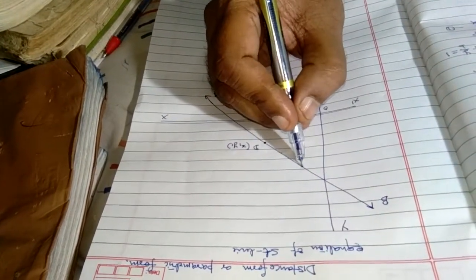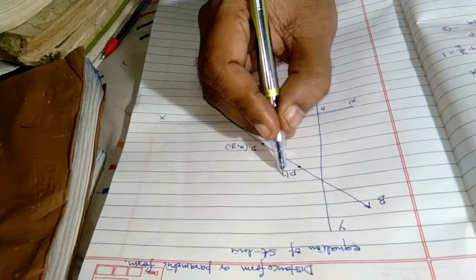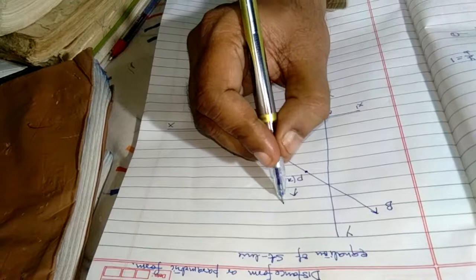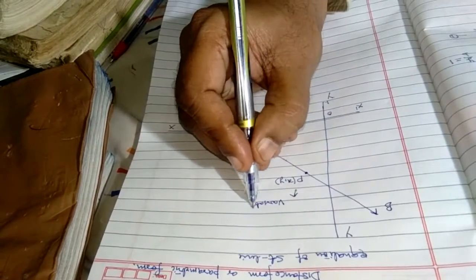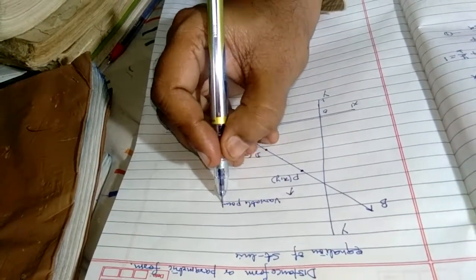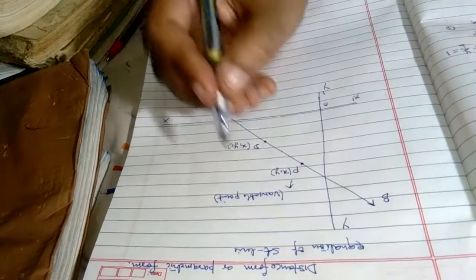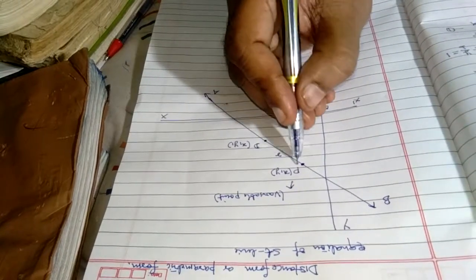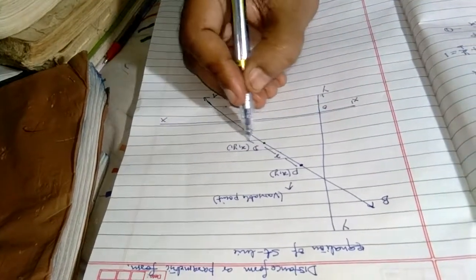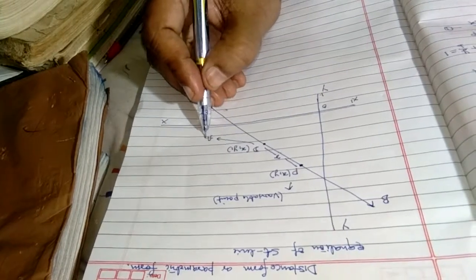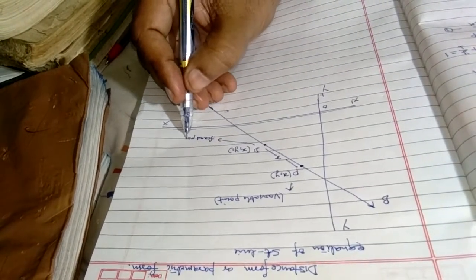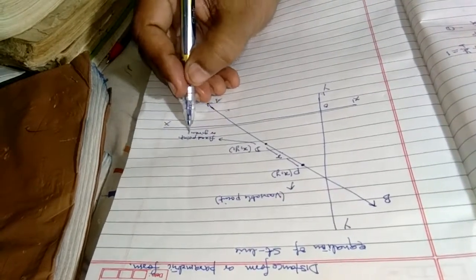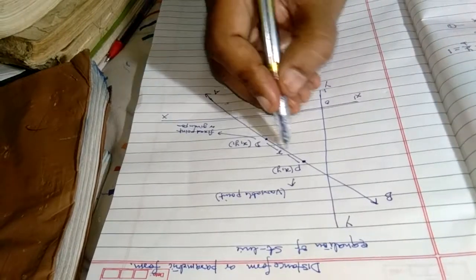For that we have taken a variable point P whose coordinate is x, y. This is the variable point, meaning any point on the line. Suppose the variable point is at a distance r from the given point. D is the given point, the fixed point, and the distance is this.